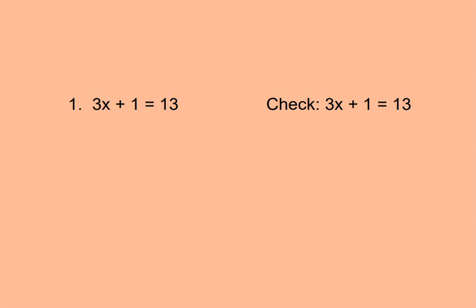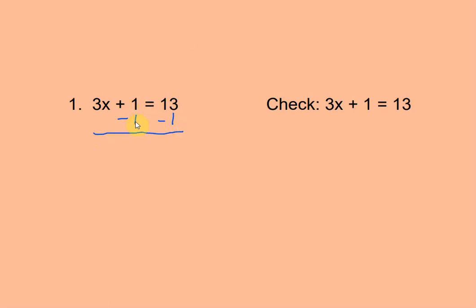So like I said, the first thing we want to do is undo addition and subtraction. So that's what we're going to do. We're going to undo this plus 1. So the opposite of plus 1 would be to subtract 1. And whenever we're dealing with an equation, whatever we do to one side of the equation, we have to do to the other side of the equation to keep the equation balanced. So I'm going to subtract 1 from the other side of the equation.